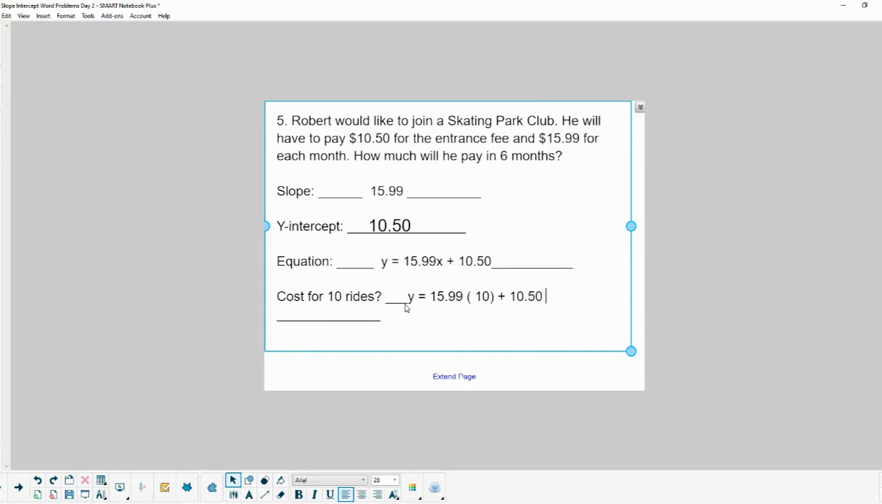And then when we do that and do our calculations, we end up with 159.90 plus 10.50. So let's do that. Calculations. 15.99 times 10 plus 10.50.